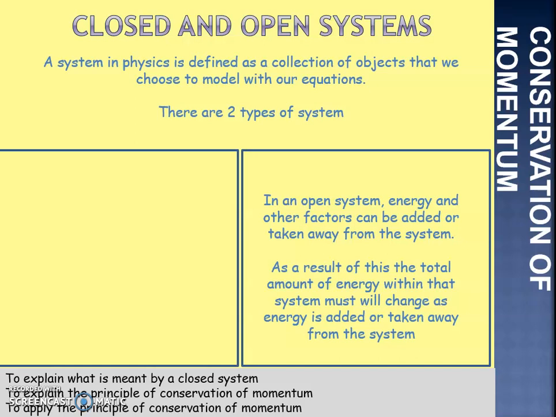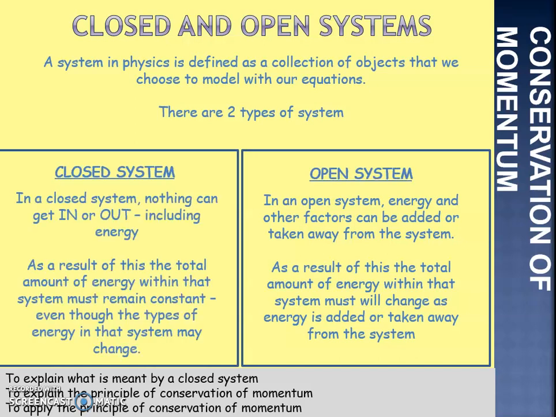Now there's two types of system. There is a closed system and an open system. In the closed system, nothing can get in or out, including energy. Now as a result of this, the total amount of energy within that system remains constant. Even though the types of energy may change, the total amount of energy in the system remains the same. So if we say we throw a ball in a closed system, that means the energy changes between the ball and my hand are constant. There's no wasted energy out from there.